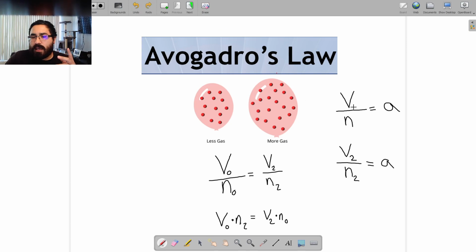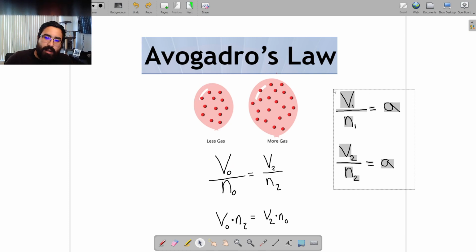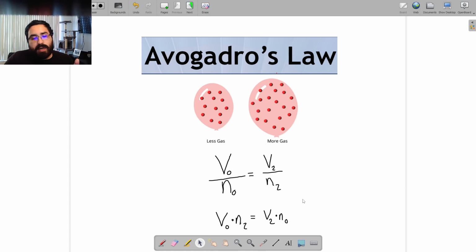If you know that V1 compared to N1 gives you A, and V2 compared with the new number of moles also gives you A, you can set these two equations equal to each other, and you will get the Avogadro's law that you know and love. I'm going to show you how to use this equation, and in the upcoming video, I'm going to show you how all of these gas laws combine to form the ideal gas law and the combined gas law. So keep that in mind.